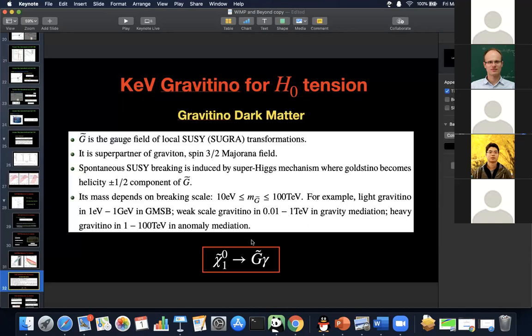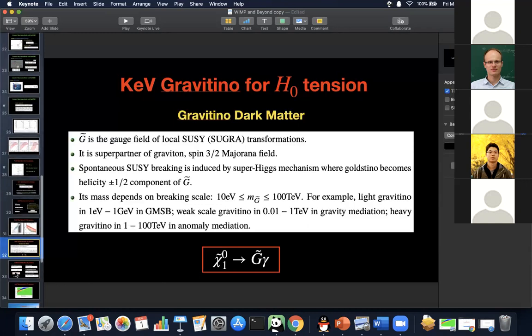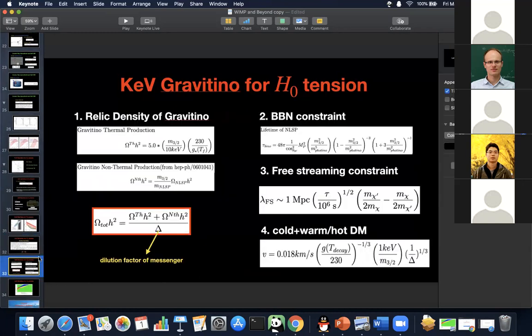We need a very light dark matter. And so it seems the gravitino dark matter is what we want, and it satisfies, roughly speaking, our requirements. But it is not easy to satisfy all the constraints. The first one is the relic density of the gravitino.